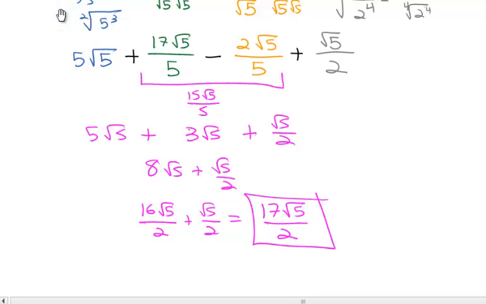That is how we can add and subtract with radicals. Simplify each term and then combine like terms.